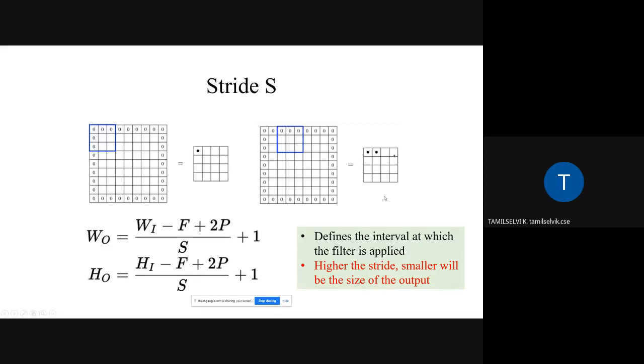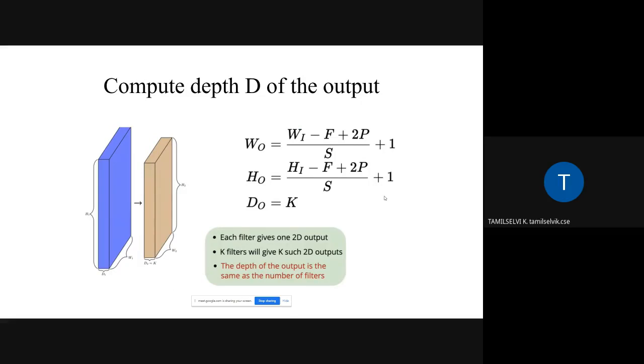So in order to reduce the size, for instance, after you have extracted all the features, you want to reduce the computation, you go for stride and other things. So this is how we compute it. The depth is nothing but the number of filters. So the depth of the output is always the number of filters. As of now, we know how to calculate the width, the height, and the depth.